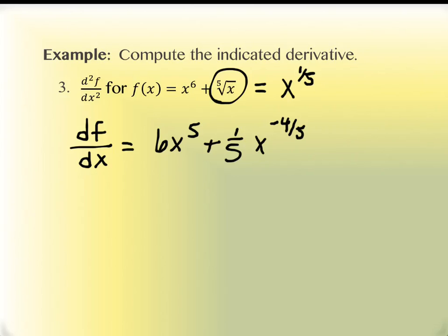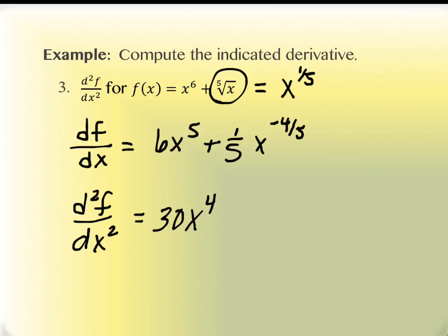This is the first derivative, but I'm asked to find the second derivative. And all the second derivative is, it's the derivative of the derivative. So we just do the same thing again with this one in the middle that we already found being my starting point. So what is the derivative of 6x to the fifth? 30x to the fourth. Very good.